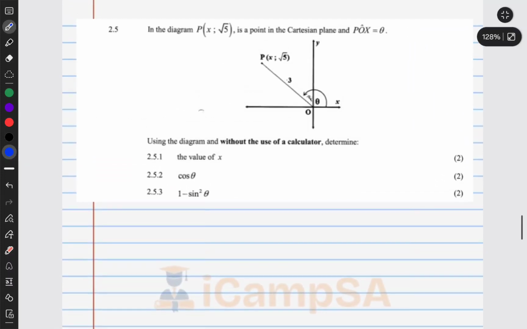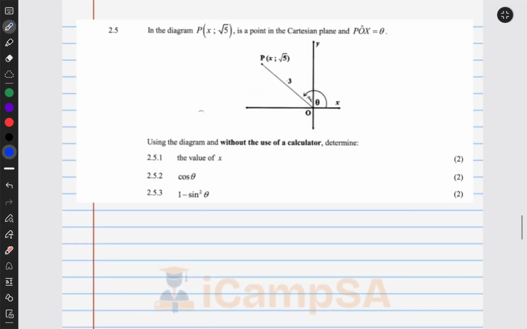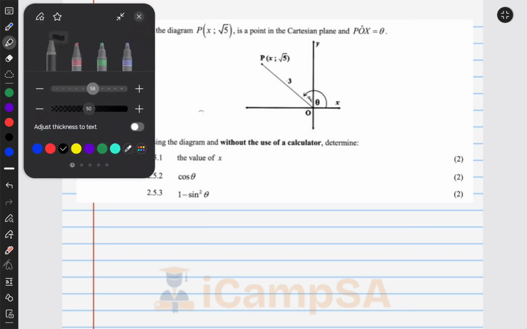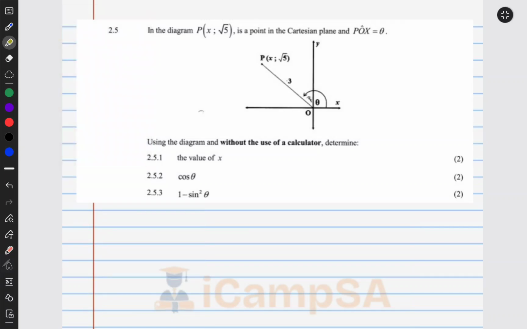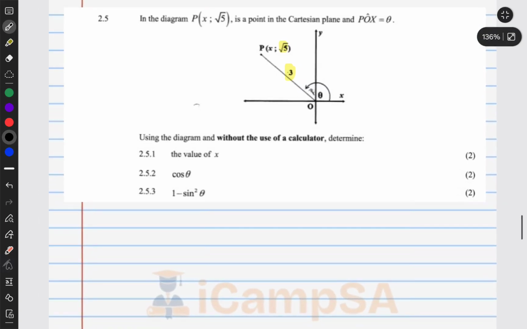Okay, so for 2.5 in the diagram, P with the coordinate x and root 5 is a point in the Cartesian plane, and P of x is equal to theta. So we are given that PO is 3 units, the terminal arm is 3 units, and we are given root 5, which stands for the y side, which stands for the opposite side. We can actually calculate the value of x, or we are essentially told in 2.5.1: use the diagram without the use of a calculator to determine the value of x.